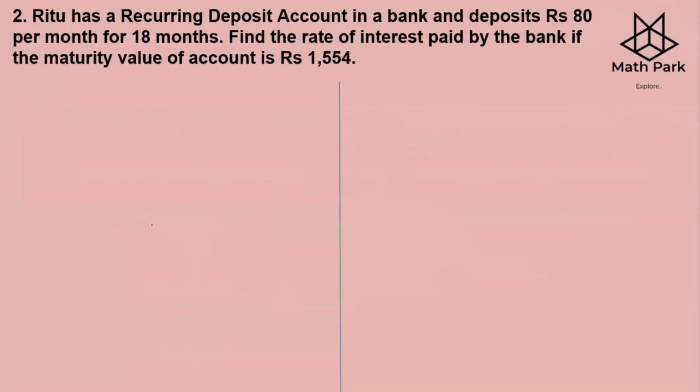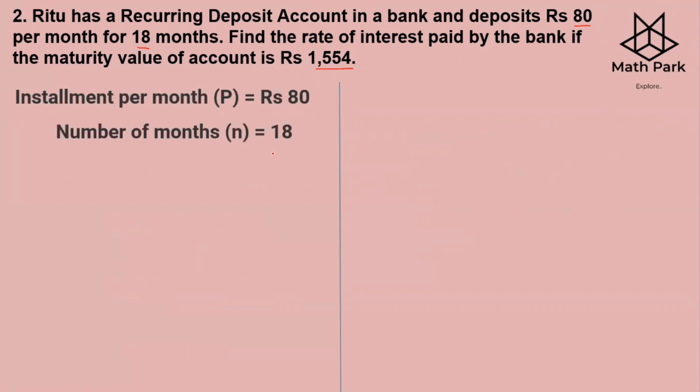Let's start with question number 2. Ritu has a recurring deposit in a bank and deposits rupees 80 per month for 18 months. It is good to save even in small installments. Find the rate of interest by the bank if the maturity value of the account is 1,554. So the deposit per month, installment per month is rupees 80. Number of months is 18. So it is 1.5 years. Find the rate of interest.